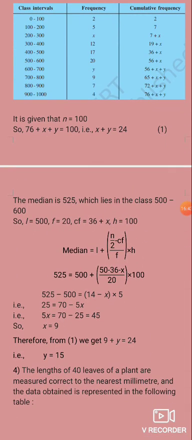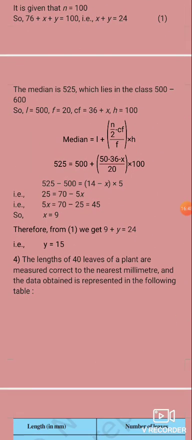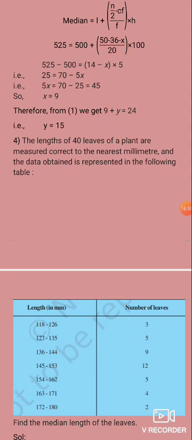Okay, now the next question, listen. The lengths of 40 leaves of a plant are measured correct to the nearest millimetre, and the data obtained is represented in the following table. Listen carefully to the table. 118 to 126, frequency 3; 127 to 135, 5. So what type of table is given here? It is not a continuous class. So we need to make it continuous.